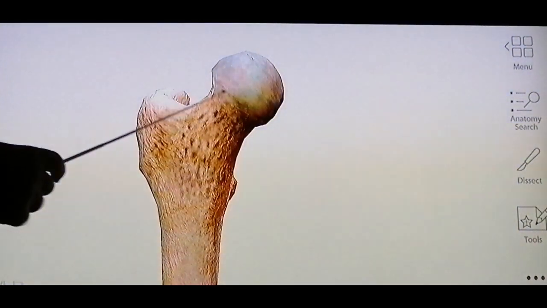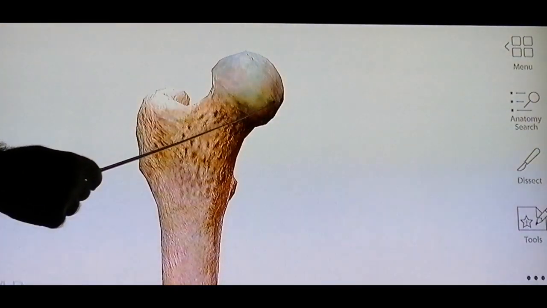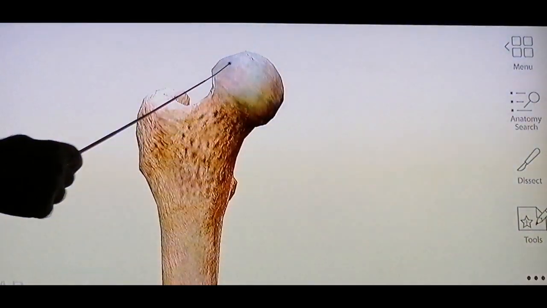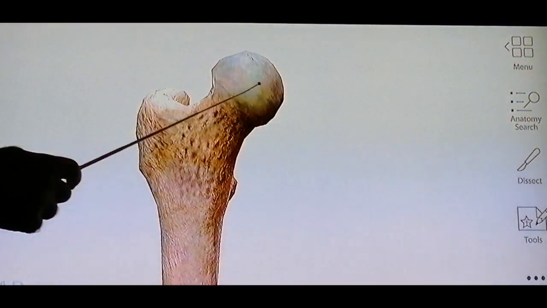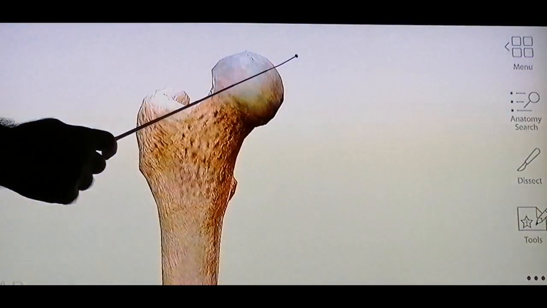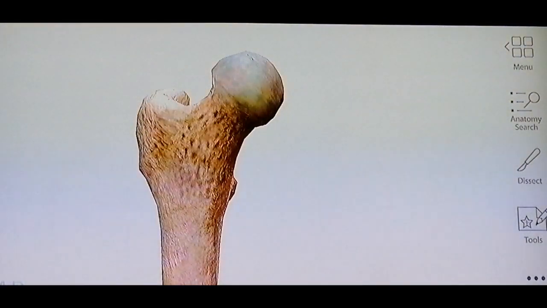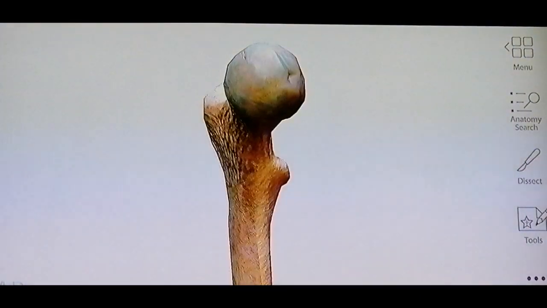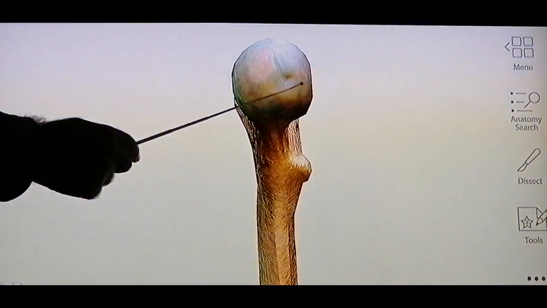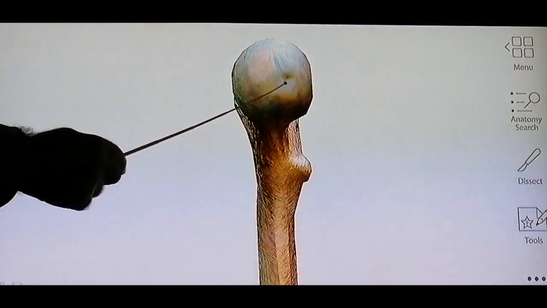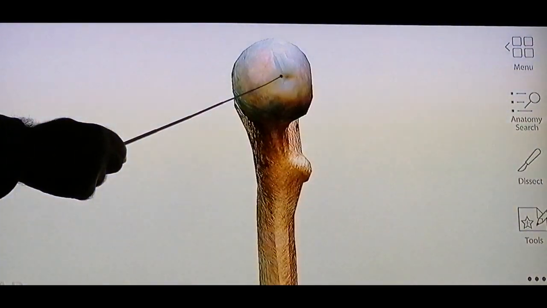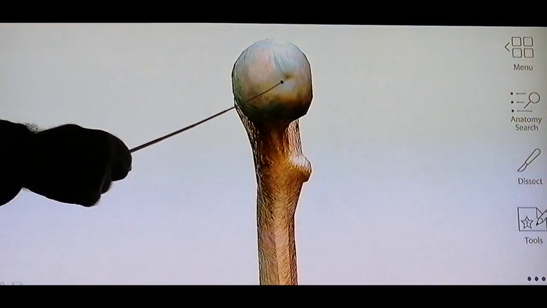Firstly, I am talking about the head. The head is hemispheric in shape and connects the acetabulum of the hip bone and the femur to form the hip joint. In the center of the head is a depression called fovea capitis. It is for attachment of the ligament of the head.